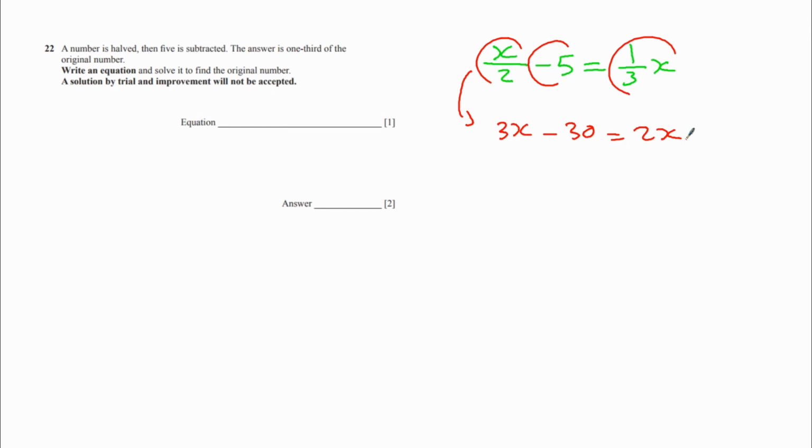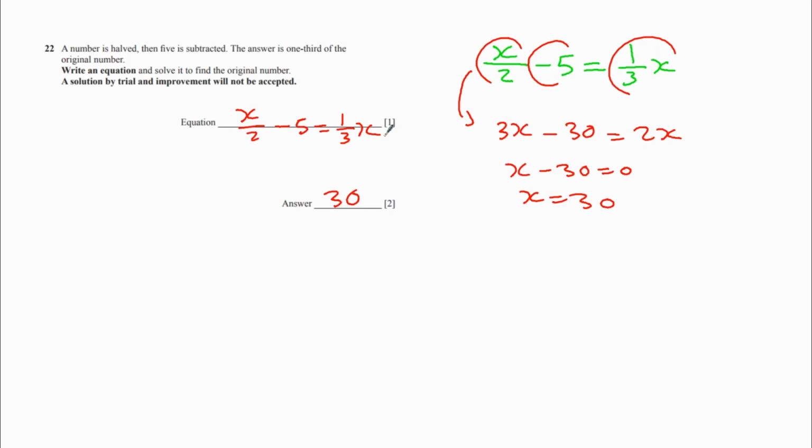So in here, I minus 2x from both sides would be x minus 30 equals 0. And I add 30, x would be equal to 30. So the answer in here is 30. The equation is x over 2 minus 5 equals 1/3 of x.